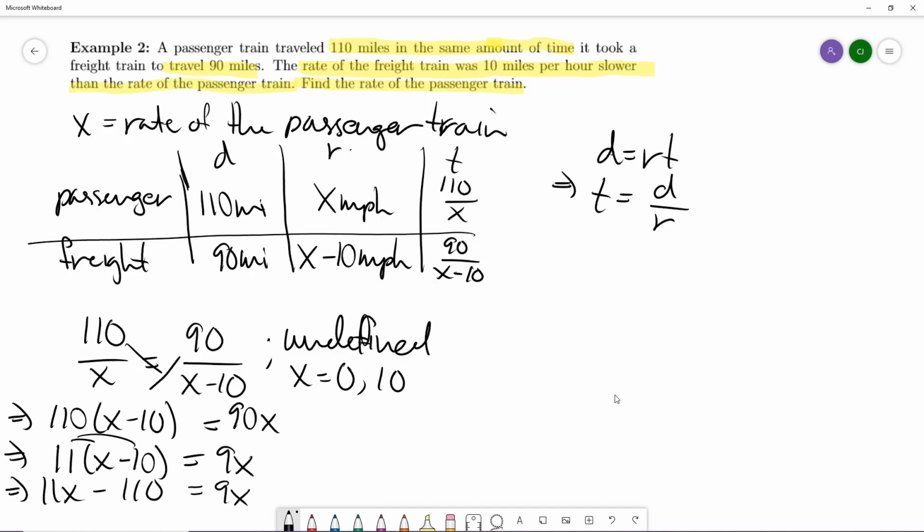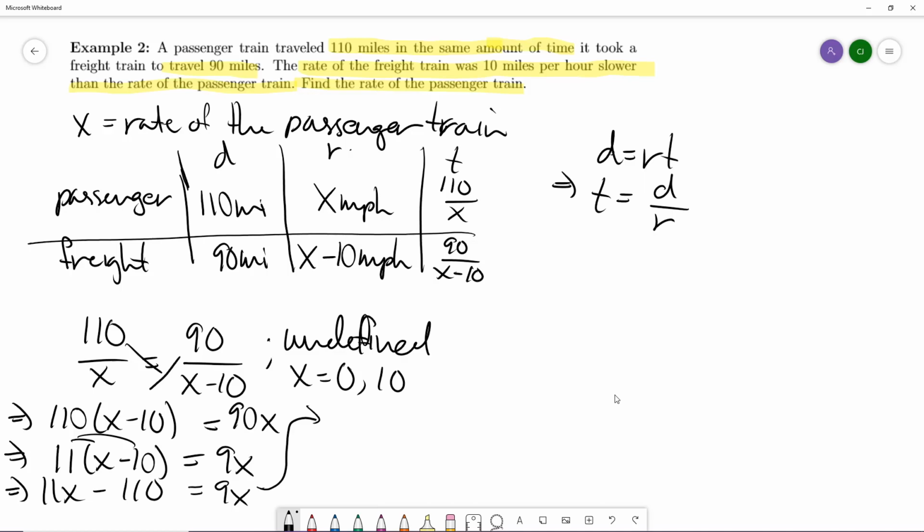Before I continue, I really want to emphasize that I noticed that these have a 10 in common, but if you don't see that, that's perfectly fine, because you can still distribute this and get 110x minus 1,100 and still solve for it. I'm just thinking I don't want to deal with big numbers, so I'm going to see if I can reduce anything first. But if you don't, you're not doing anything wrong.